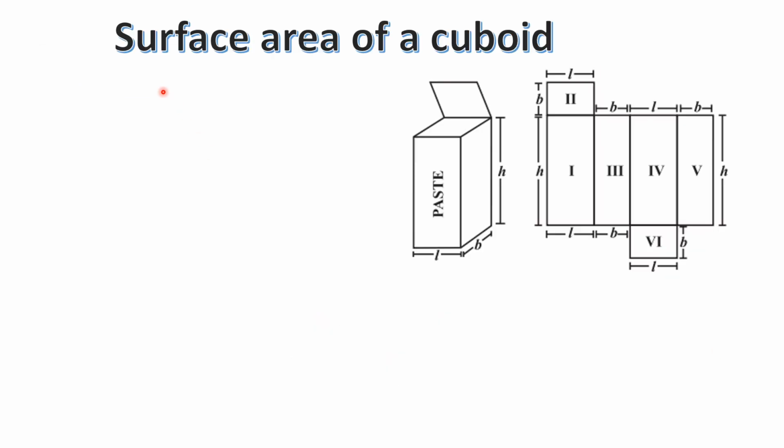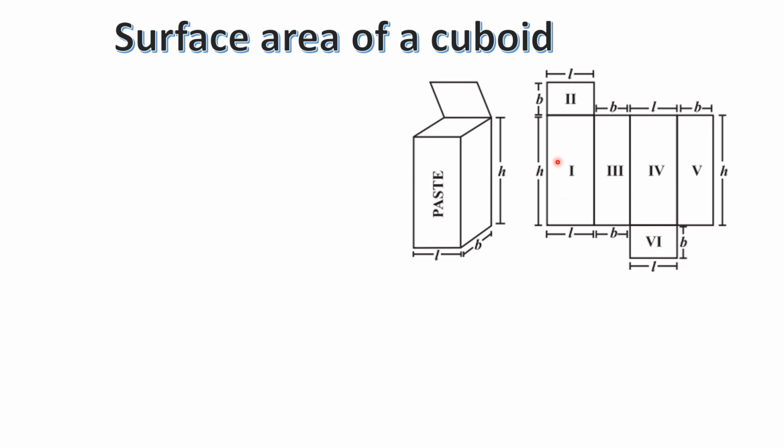So next we will find the surface area of a cuboid. I have taken here one cuboidal box. Length, breadth and height is mentioned, and when I am going to open it, I will get the net of this cuboid. And we know that in a cuboid there are six faces. So I have marked all the six faces. And we have studied also there are three pairs of identical faces. So from the net, you can see that face 1 and 4th is identical, 3rd and 5th is identical, and 2nd and 6th is identical.